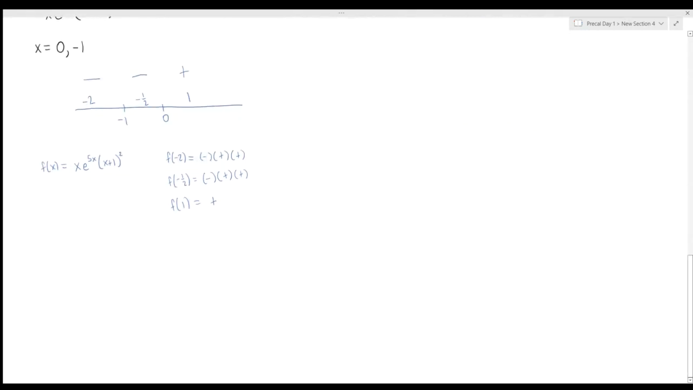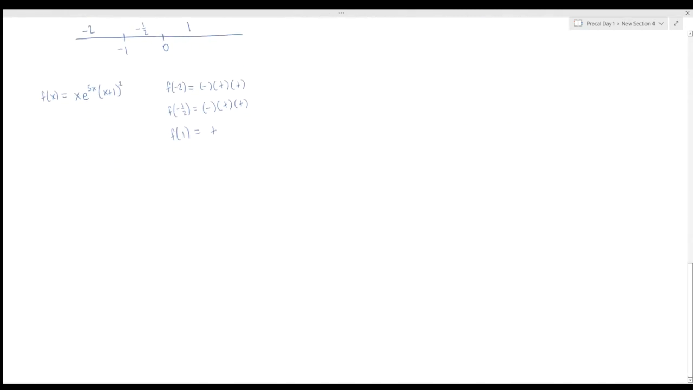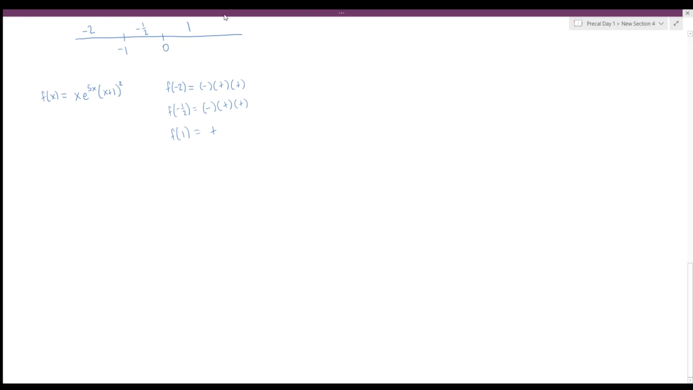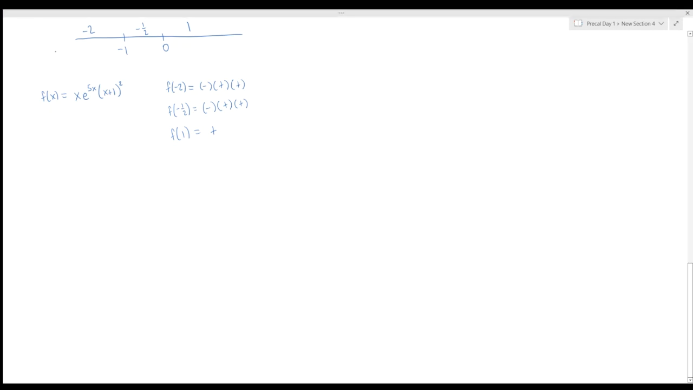All right, let's do a couple more examples to round it out. Let's look at an example involving natural log next. This one's a little bit trickier maybe, but we'll go ahead and work it out.